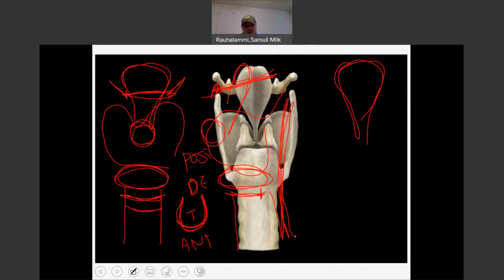This is a really nice posterior view of everything that we've seen. We see our arytenoids and corniculates nicely there as well, when we've taken away pretty much everything else but the cartilages. We've left some of the connecting tissue just to keep them together.